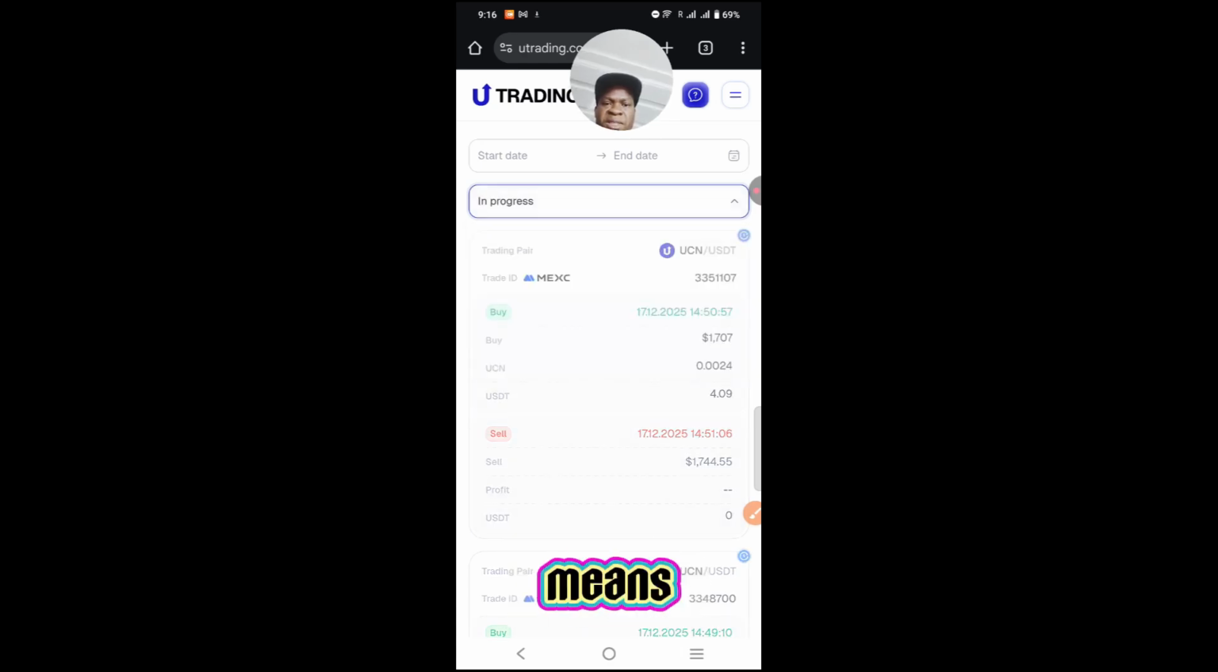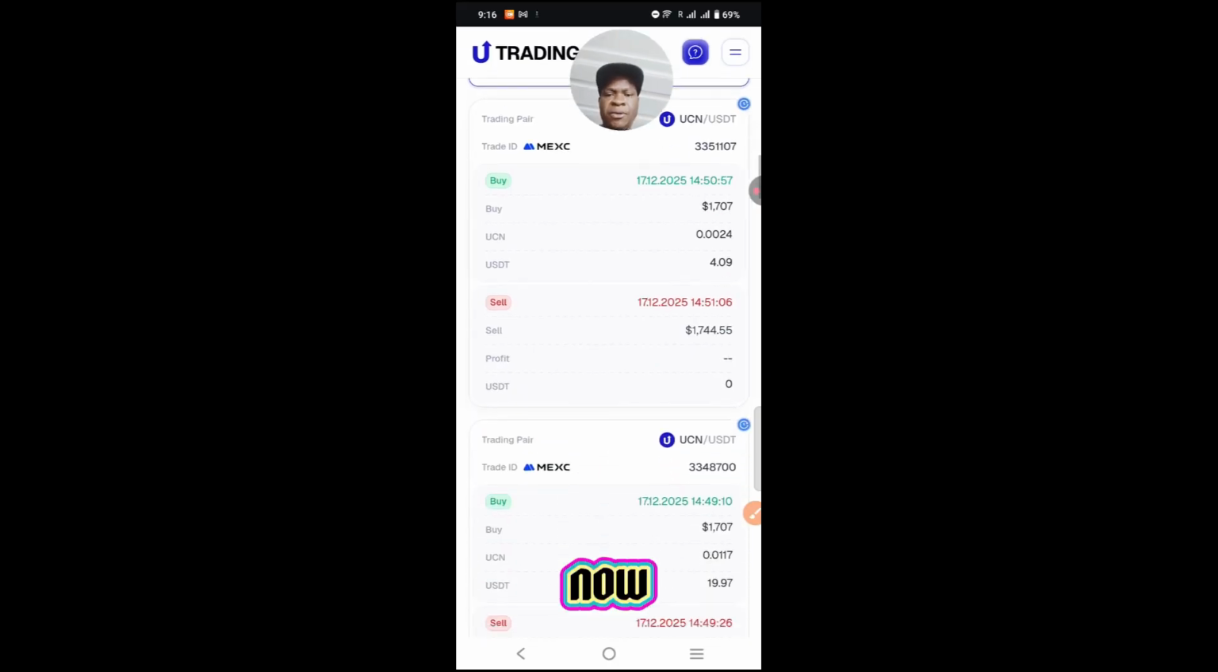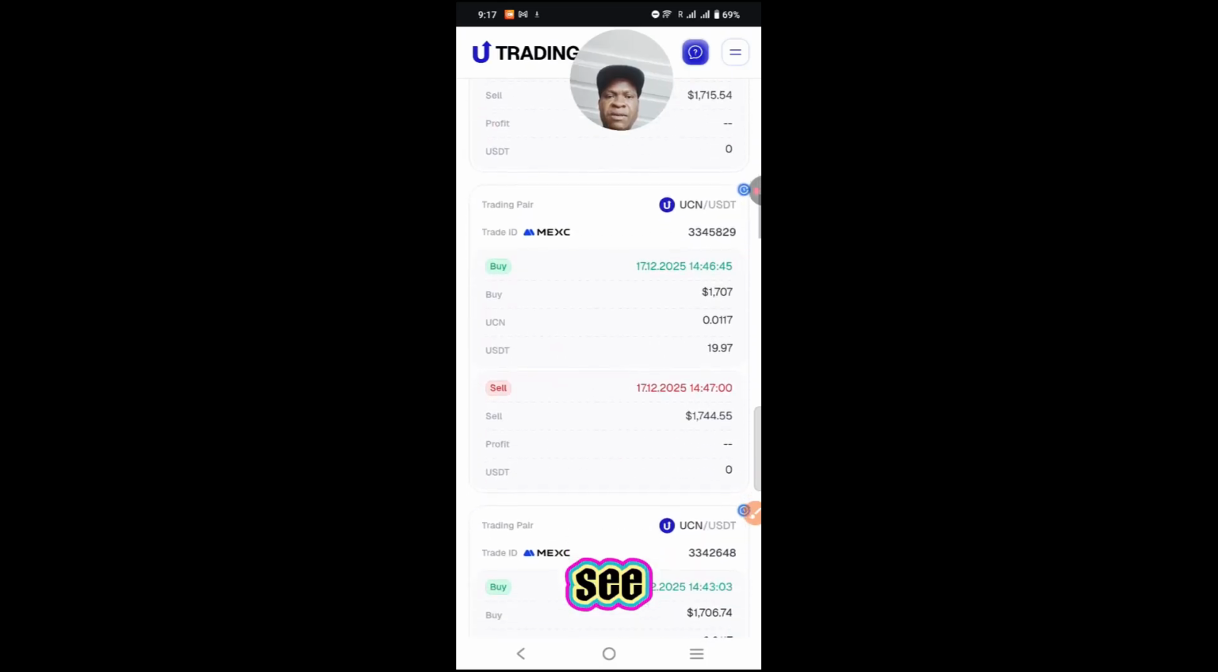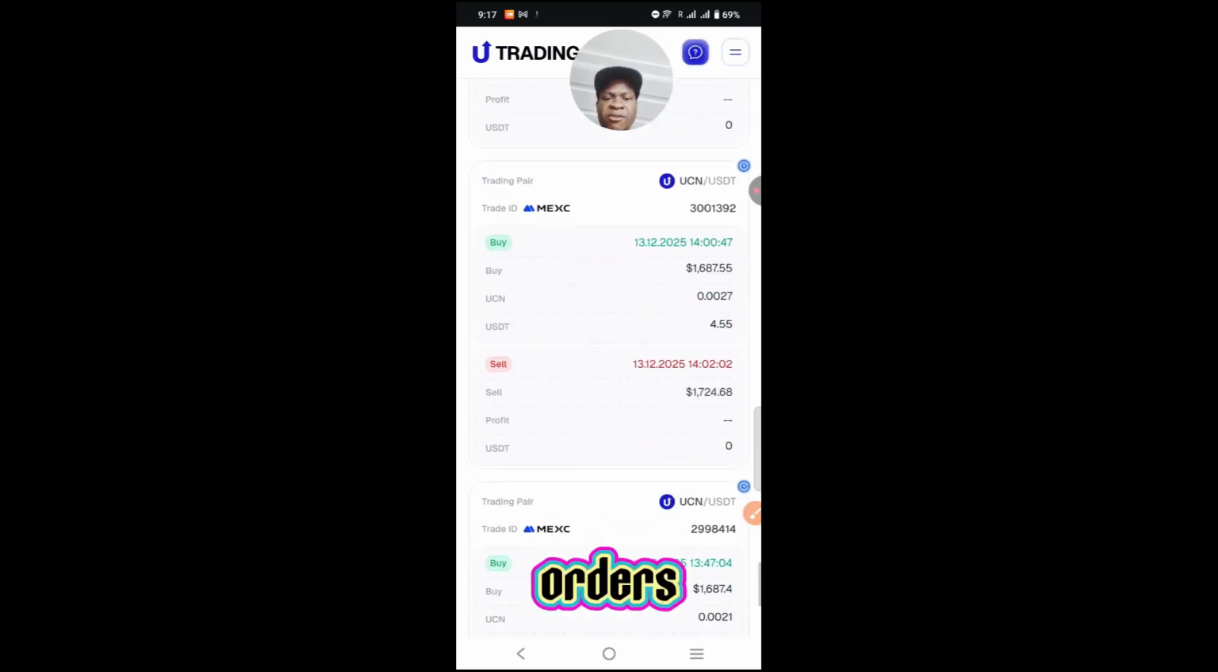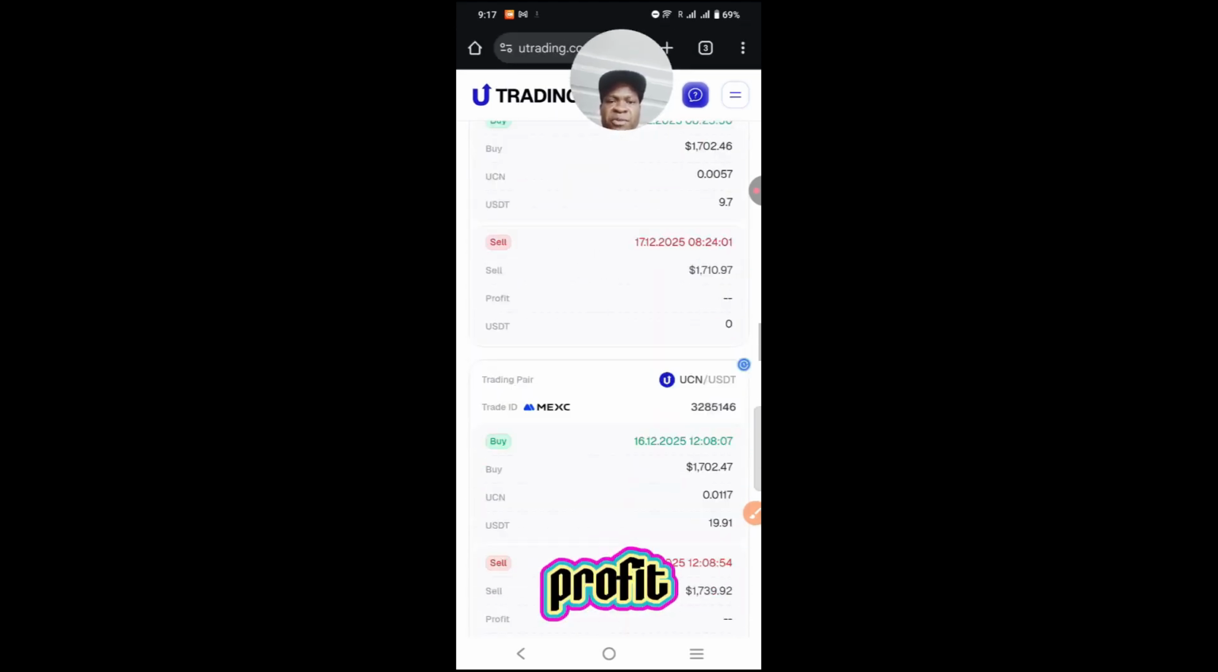In progress simply means the number of orders that the robot has pending, which means it has purchased this asset at a low price and placed an order to sell it automatically when the market price grows and reaches the selling price, and it closes them automatically with your profit, right? Now let's go down. You see we have a lot of in progress. These are pending orders that have not been triggered into profit.